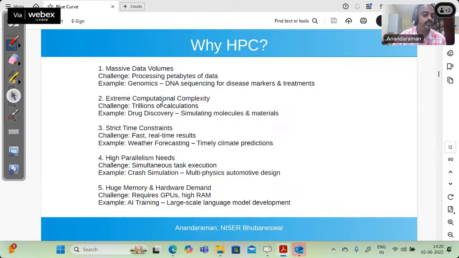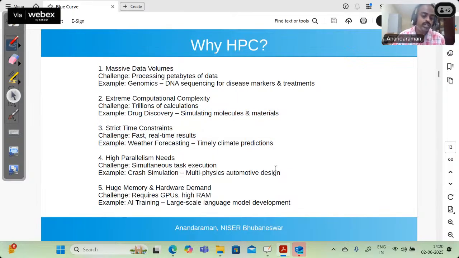Extreme complexity: trillions of calculations have to be done, in floating point operations per second. It can be double precision, and then it will be even higher. Then there is the strict time constraint. For example, if you want to do weather forecasting with a normal computer, you will get the result after 1 month. One week's weather prediction you will get after 1 month, so there is no use. You should have HPC to solve it quickly, and only then will the result be useful.